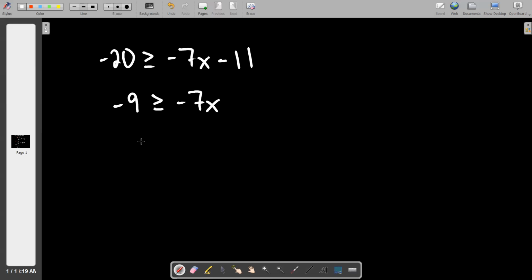And now what do we have to do? Divide both sides by negative 7. And so here it goes. I'm going to drop my x down. I'm going to switch my inequality sign because of what I did. I divided by negative 7. And then what's negative 9 divided by negative 7? Good job, you guys. There's going to be some decimal garbage. Good job. That makes me proud.